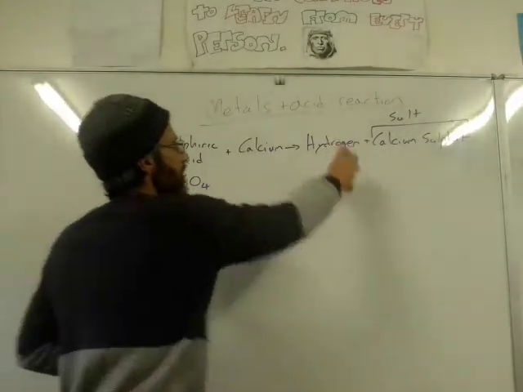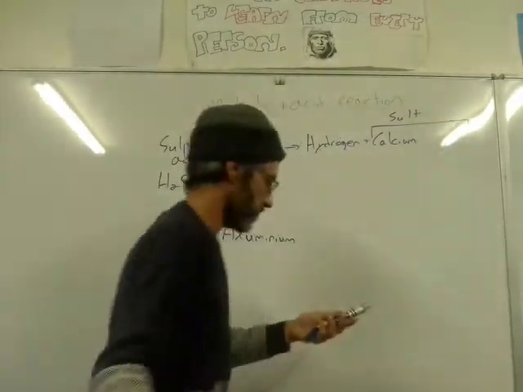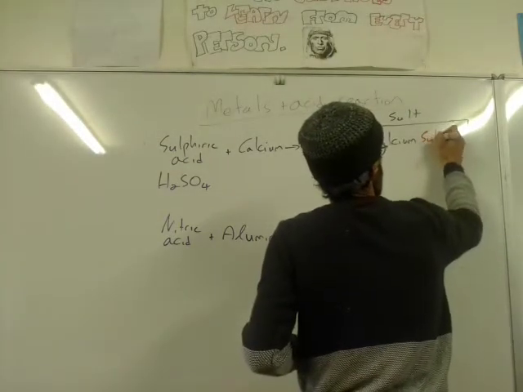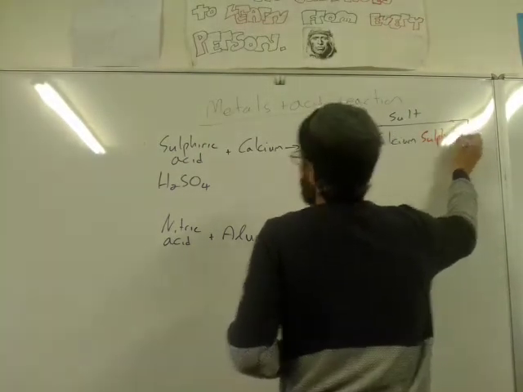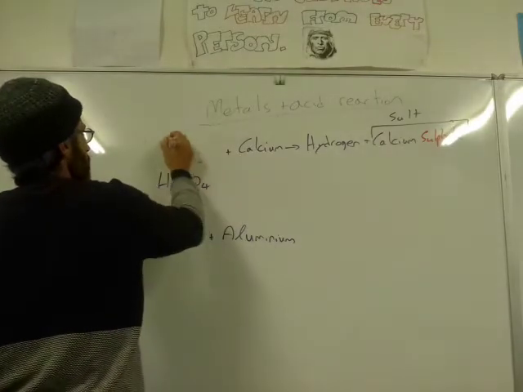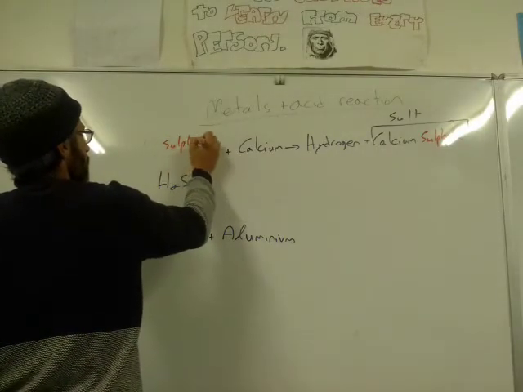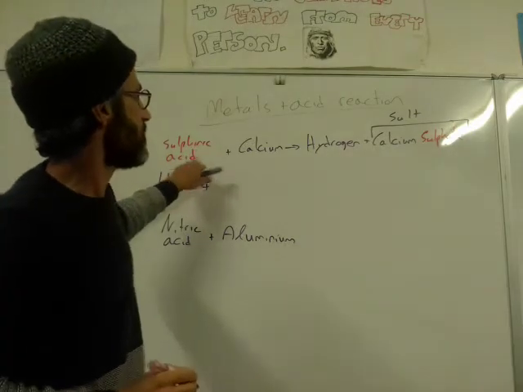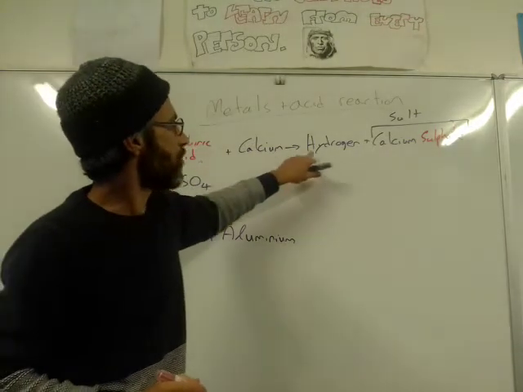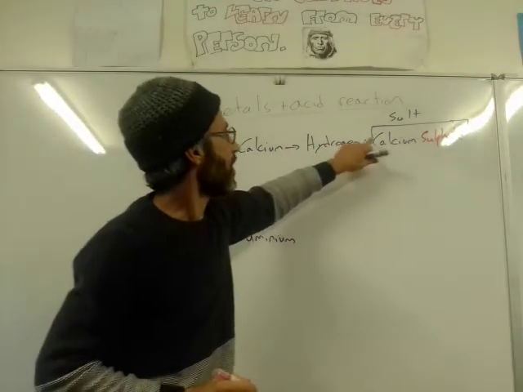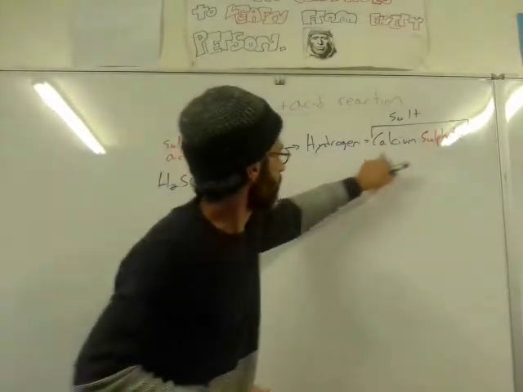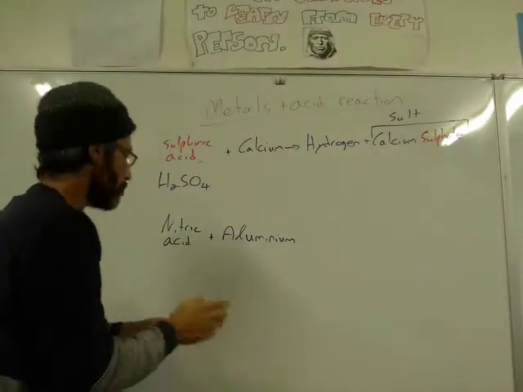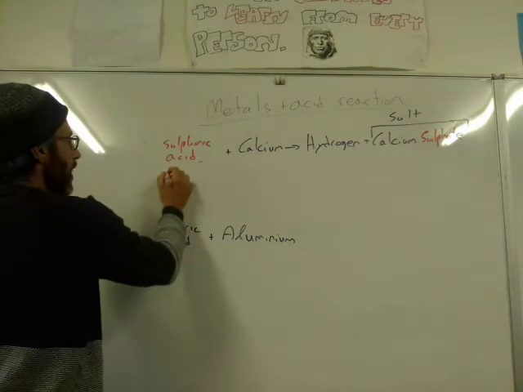Okay? Maybe I'll put some colors here. So we'll leave that as calcium. We'll write sulfate in red. Check this. So sulfate, and I'm going to put that in red as well. Sulfuric acid plus calcium will give you hydrogen and a salt, which is made of calcium sulfate. Okay? Let's do the symbol equation.